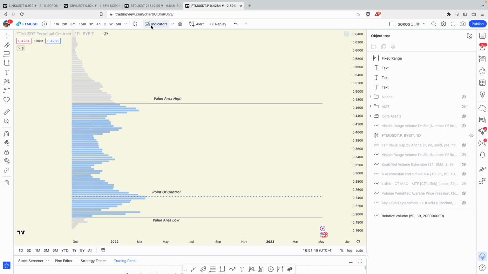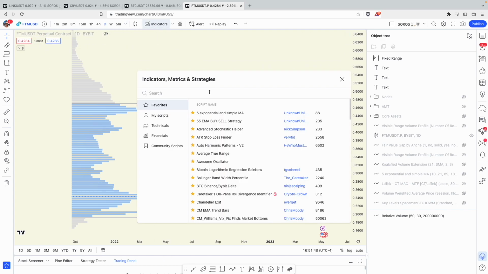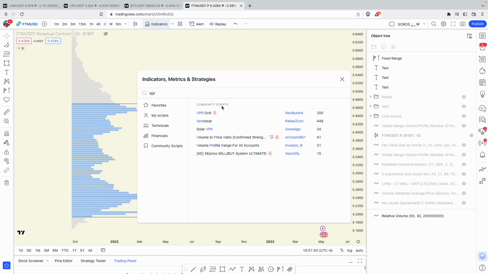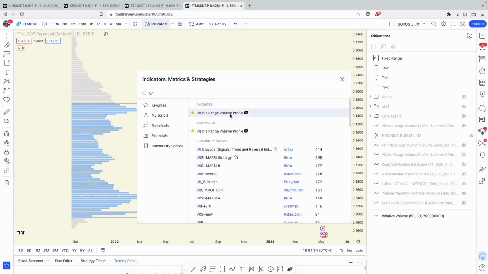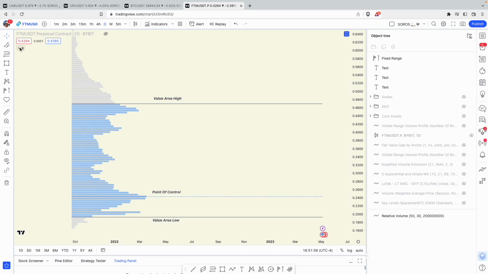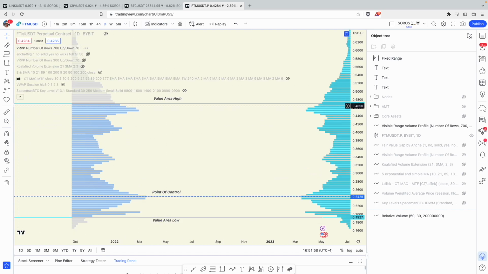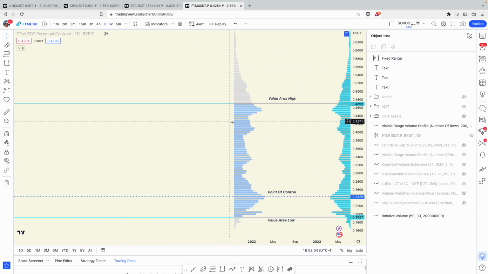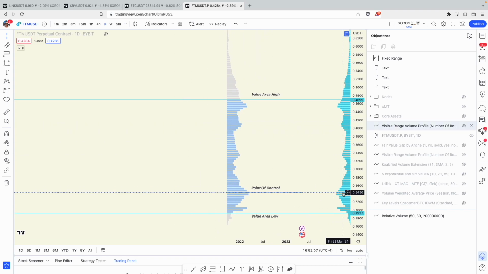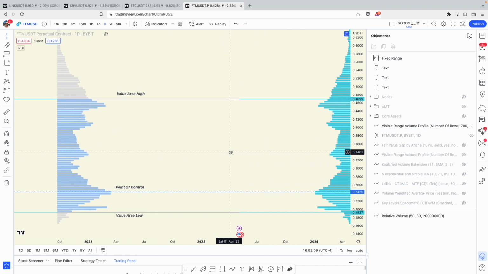So the composite version you're looking for in TradingView, I think it's VRVP, yeah, visible range volume profile. So I have it here, and basically what it does, it locks into your screen left or right side, and if you zoom out, anything visible on your screen it accounts for within the volume profile.